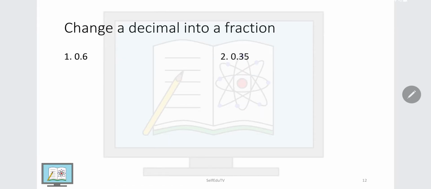So how about changing a decimal into a fraction? So 0.6 means 6 over 10. Then you just simplify it.